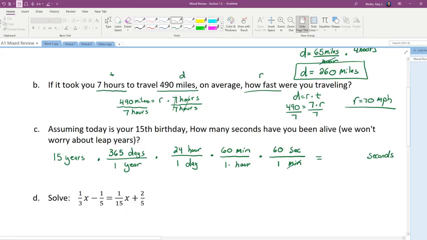Minutes cancels with minutes, hours with hours, days with days, year with year. And my only unit left in the problem now is seconds. So now I'm just going to do the math that I see in front of me. And what I see is a bunch of fractions being multiplied together. And in the denominator, I just have 1. So I'm going to multiply all the way across, and I'm just going to get 1 in the bottom. And then on top, I just need to multiply all the numbers together.